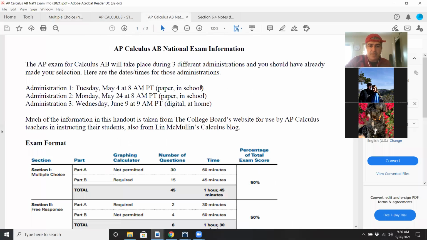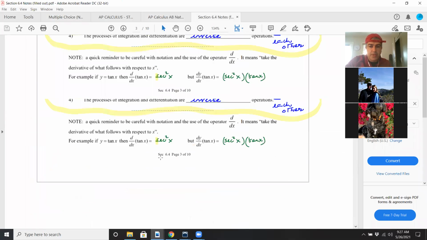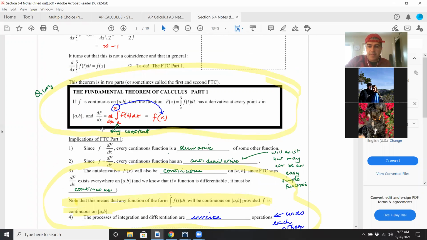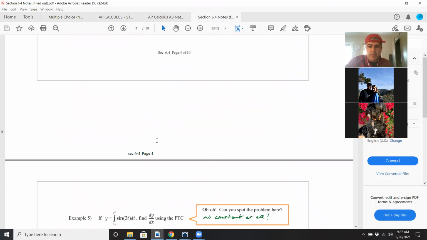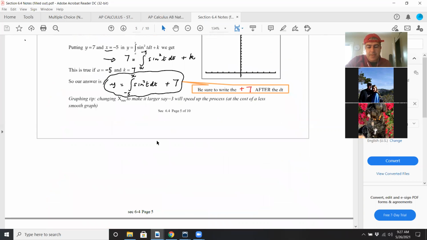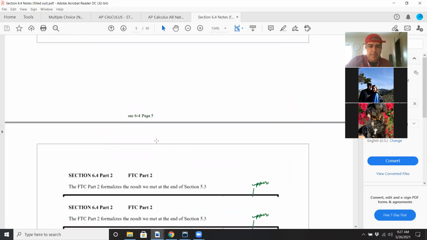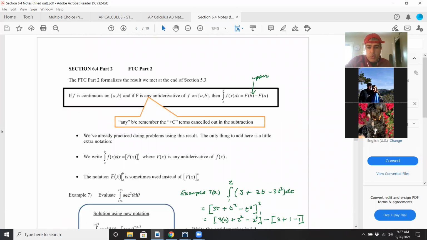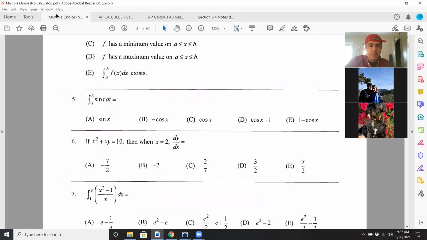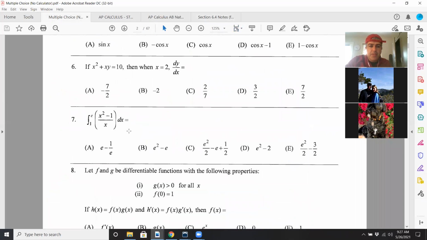What I just did was actually FTC part 2. So you're confusing FTC part 1, which is a derivative of an integral, which gets you back to the original function. You just replace your input variable with the upper limit. But this is FTC part 2, where you actually do the antiderivative and then you plug in. So gotcha. 6 is going back to the fall, which is implicit differentiation.